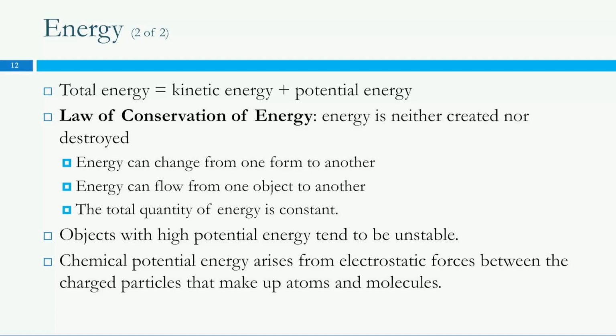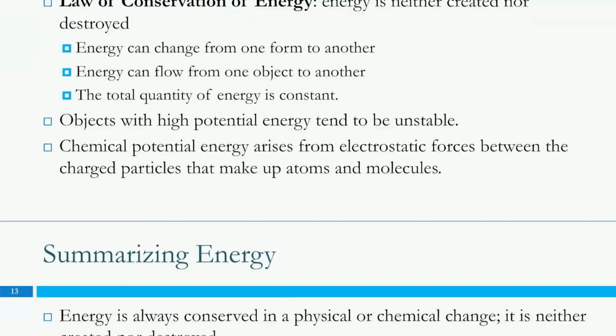So energy can flow from one object to another, so we can move energy around, and the total quantity, though, is constant and always spreading out. Objects with high potential energy tend to be unstable. In terms of chemistry, you have chemicals with high chemical potential energy, and those are usually explosives because they're unstable because of how much energy they hold.